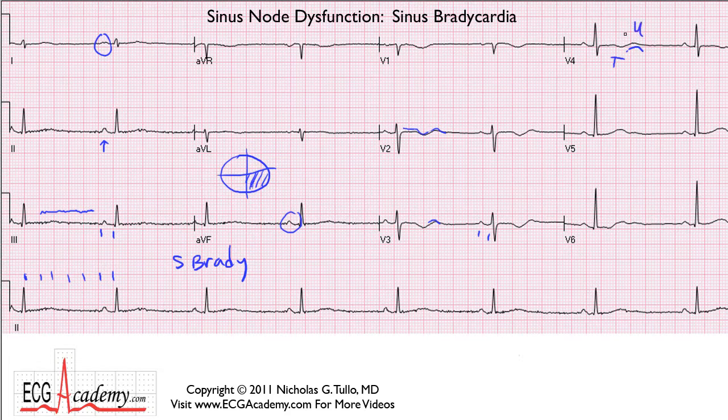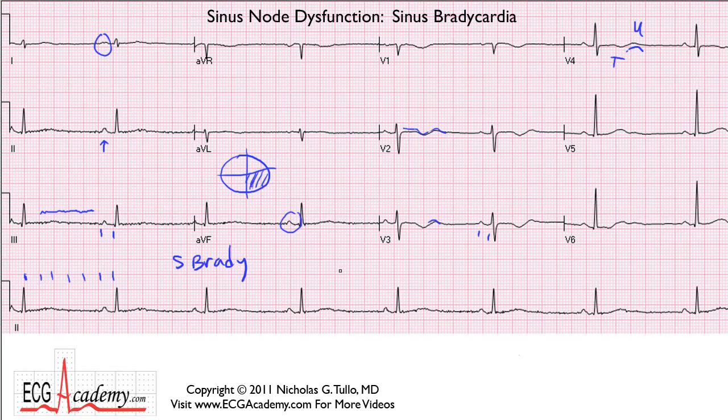The U, of course, comes after T in the alphabet. It's an interesting finding that this patient has visible U waves, although they're not so prominent that you would consider them abnormal. So this is just a typical example of sinus node dysfunction taking the form of sinus bradycardia.